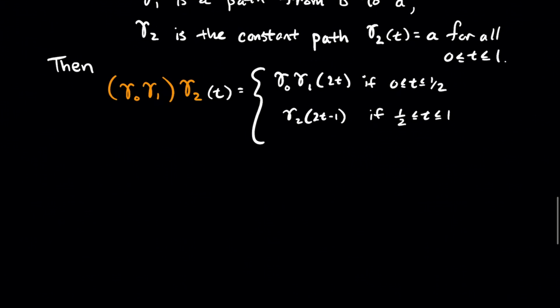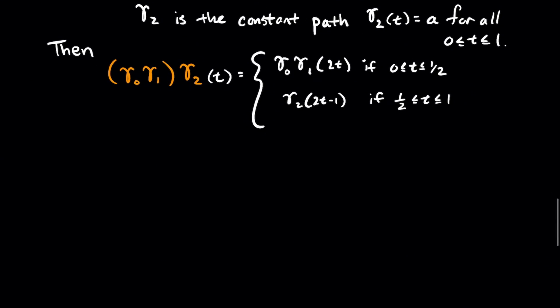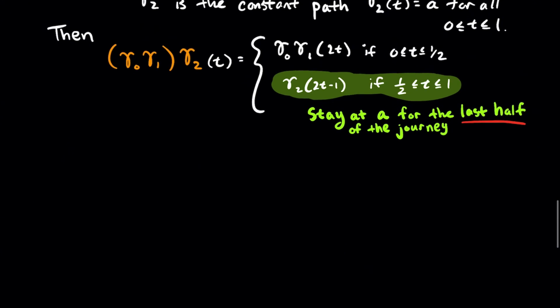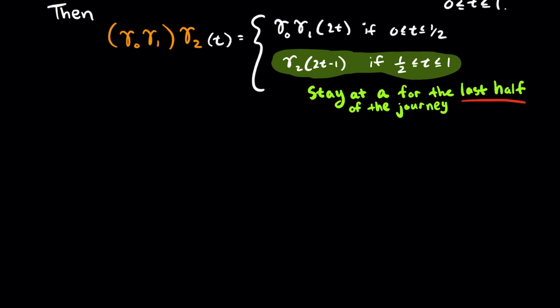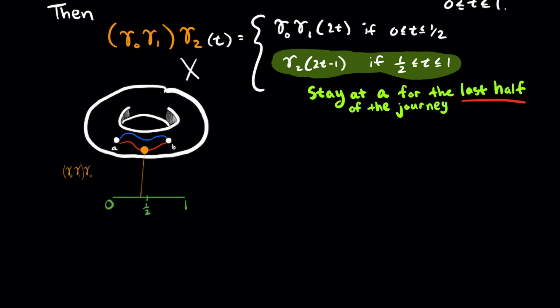Now let's look at what if I do the path product of gamma naught and gamma 1 first. Remember, that just says, okay, go around that at double speed, and then go around gamma 2 at double speed. And what that says is that, well, you stay at A for the last half of the journey. And here, if you look at the visual, you can see that once the input gets to a half, you're already at A, and you just stay there for the rest of the time.